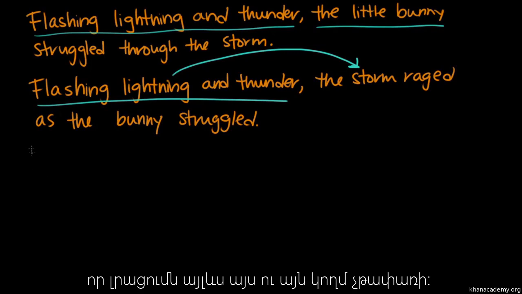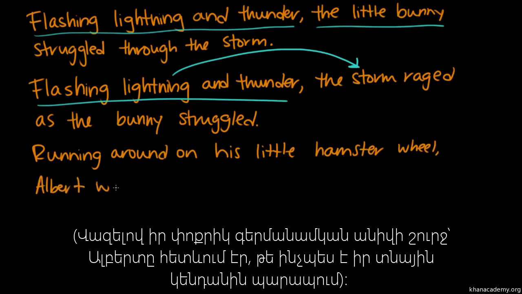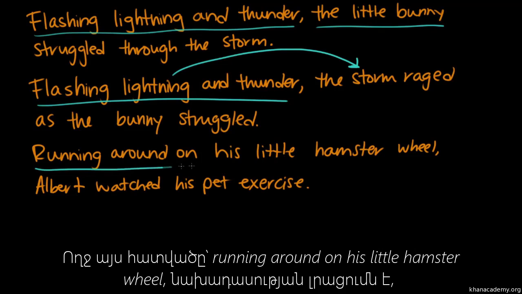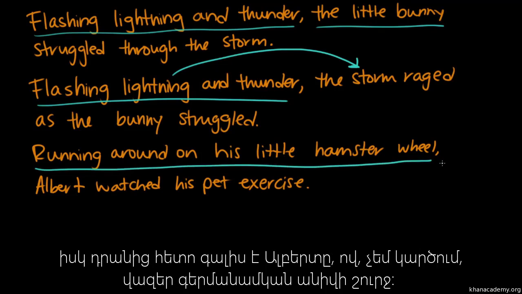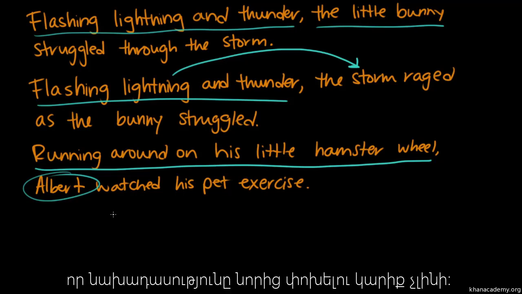"Running around on his little hamster wheel, Albert watched his pet exercise." This whole part, "running around on his little hamster wheel," is the modifier in this sentence, but what comes right after it is Albert, which I don't think he's the one running around on a little hamster wheel, right? So this is something you want to look out for and maybe rewrite your sentence so that doesn't happen.